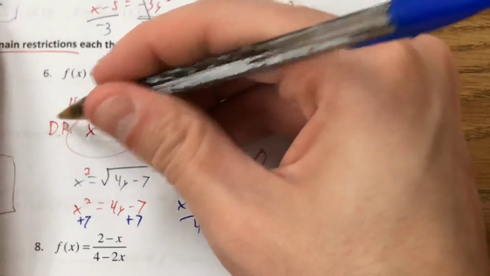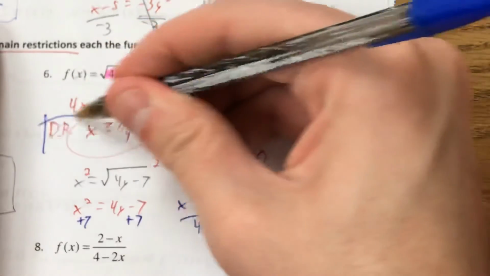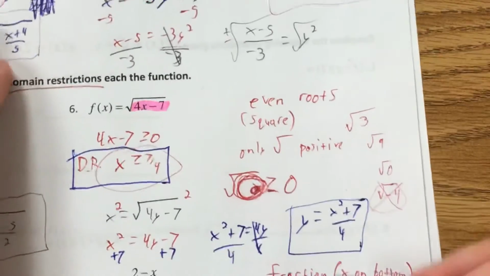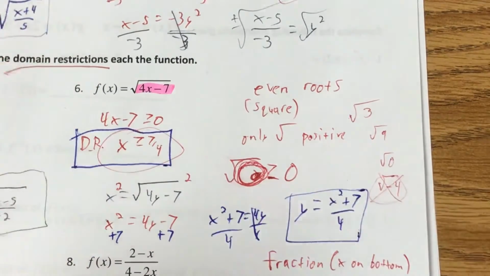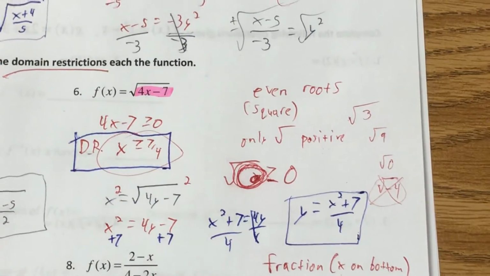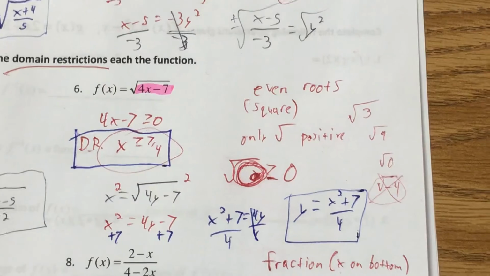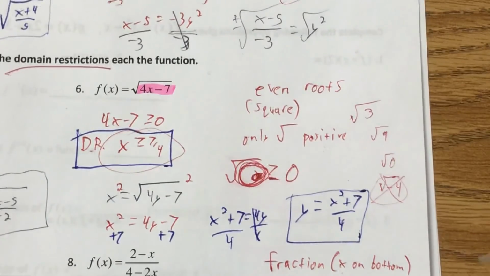Once again, though, you have to keep both of these in mind. They go together hand in hand. This is the inverse, but it only works when x is greater than or equal to 7/4. On a different part of this, you will see graphically why that has to be true, but that's what it is right there.